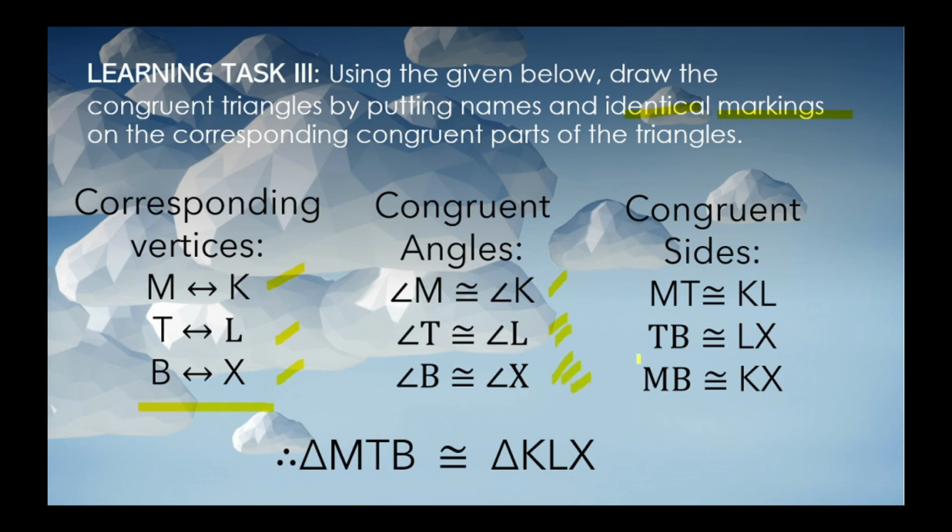Alright? Congruent side. Isang guhit, side MT is congruent to side KL. Dalawang mark, side TB is congruent to side LX. At tatlong mark, side MB is congruent to side KX. So, in this situation, we can simply prove that triangle MTB is congruent to triangle KLX. Again, ang makikita natin sa learning task number 3 ay drawing nyo, dalawang triangle, MTB at KLX na may mga markings base sa situation na nakasulat dito.